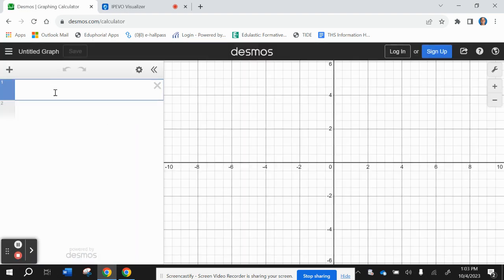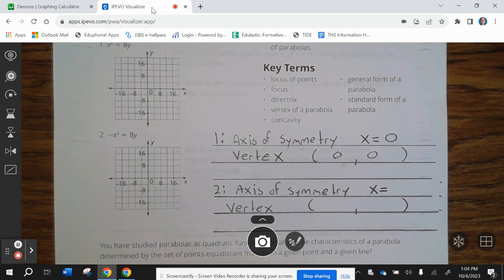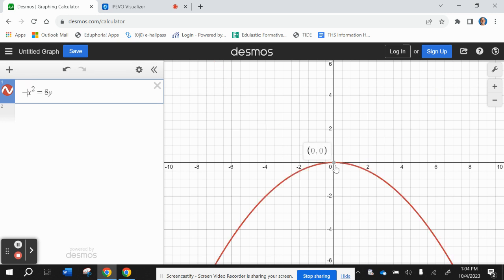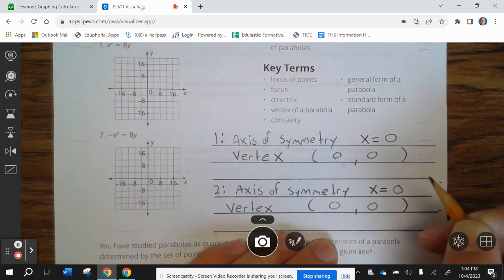Graphing calculator. So let's go ahead and graph x squared equals 8y. Now, the vertex is 0, 0. So the axis of symmetry is x equals 0. Okay, let's take a look at the second graph. All I need to do is put a negative in front of the x squared. The vertex is 0, 0. So the axis of symmetry is x equals 0.